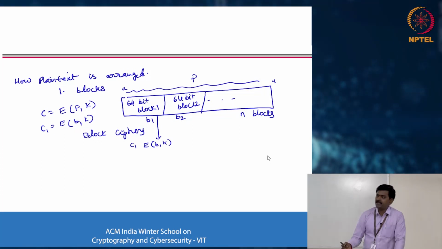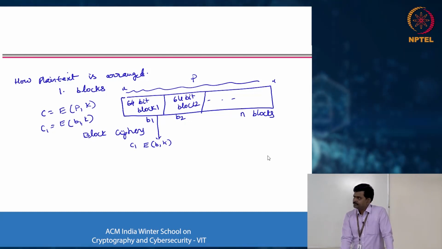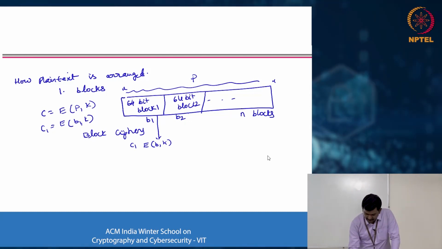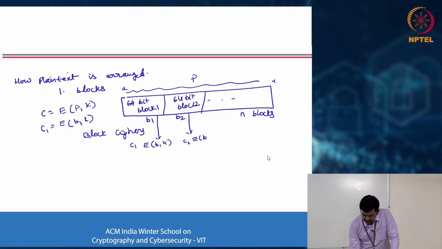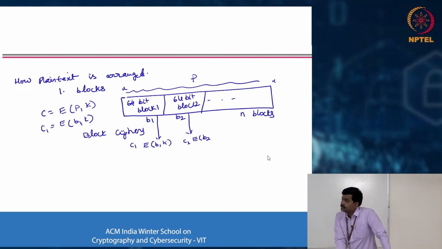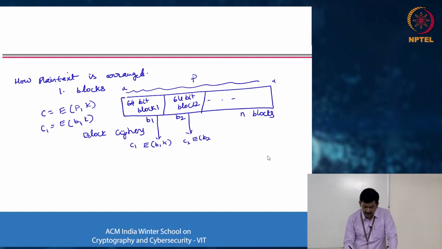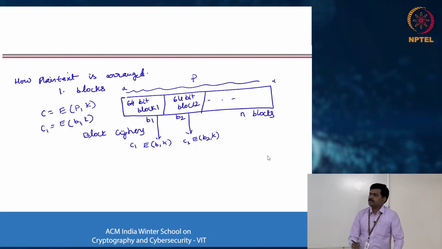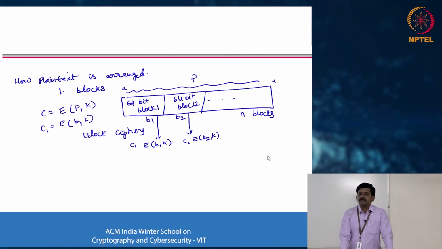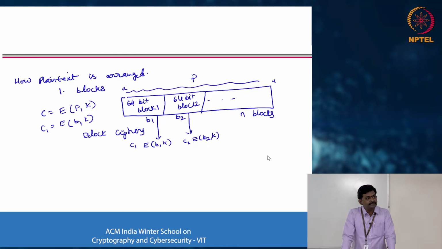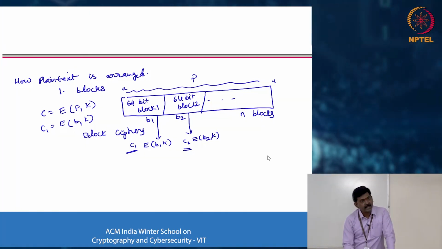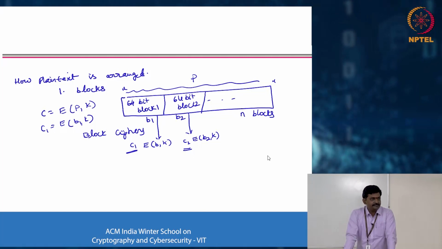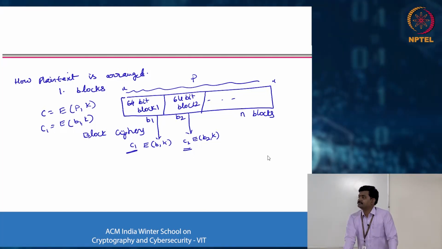And I get ciphertext. Then take the encryption algorithm, take this block. What key will I use? The same key, K only. So what is my ciphertext? This is the ciphertext of this block, this is the ciphertext of this block, and so on. Is that clear?